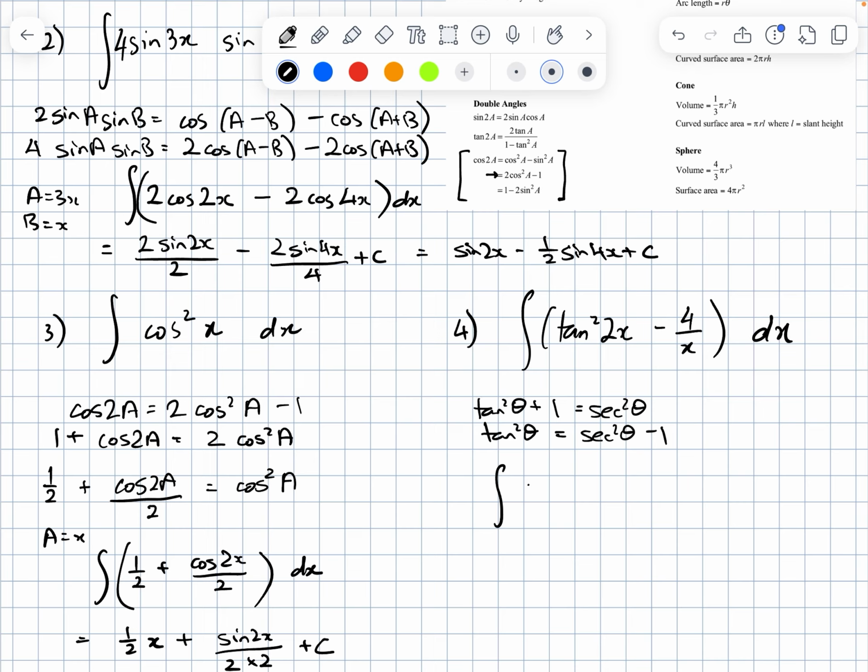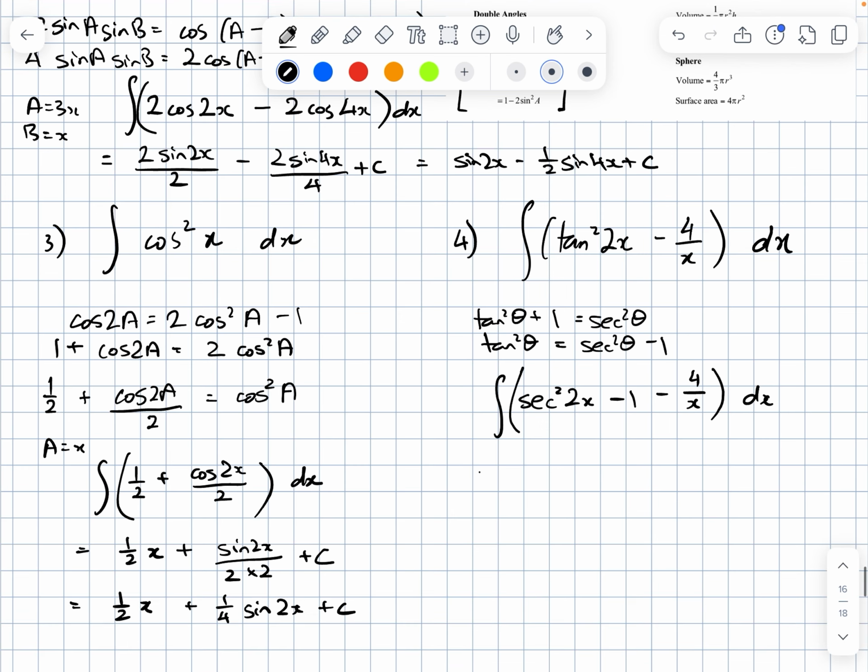Instead of tan squared 2x, I can use sec squared 2x minus 1 minus 4 over x, dx. So integrating that, sec squared goes to tan, so that would be tan 2x divided by the derivative of the angle, 2. 1 will just go to x, and 4 over x integrates to 4 ln x. And then finally plus c.